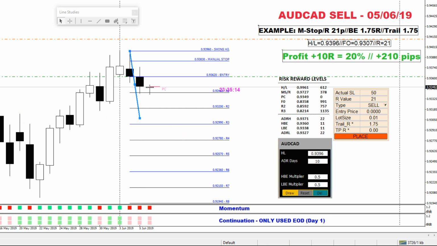I'll explain the momentum indicator as we progress, as it begins to work. The momentum indicator is this one here. When momentum slows, this will change to green because we are selling.